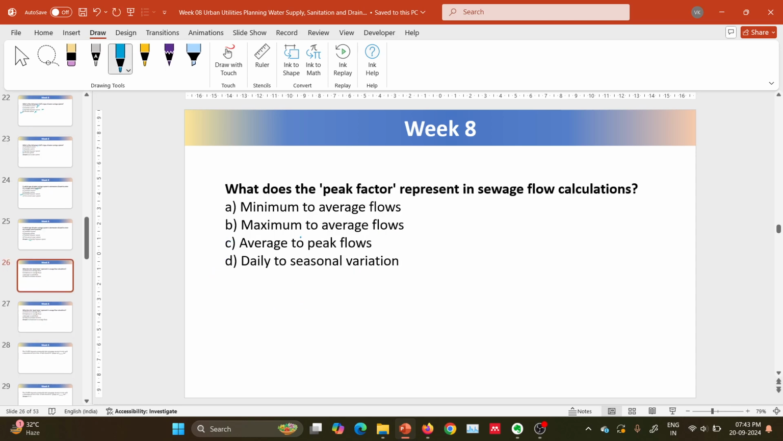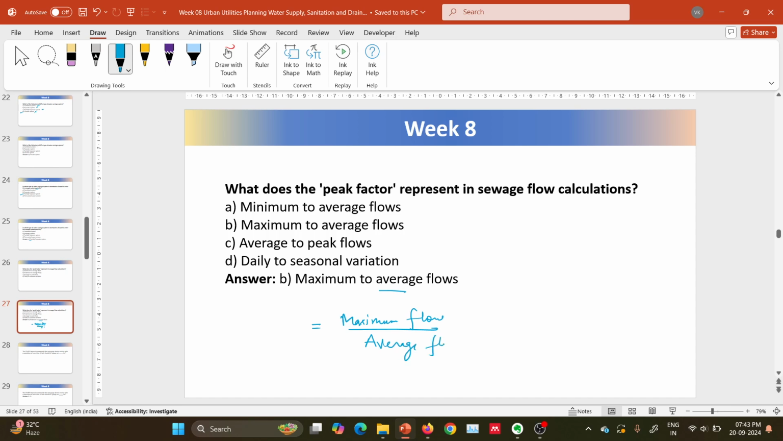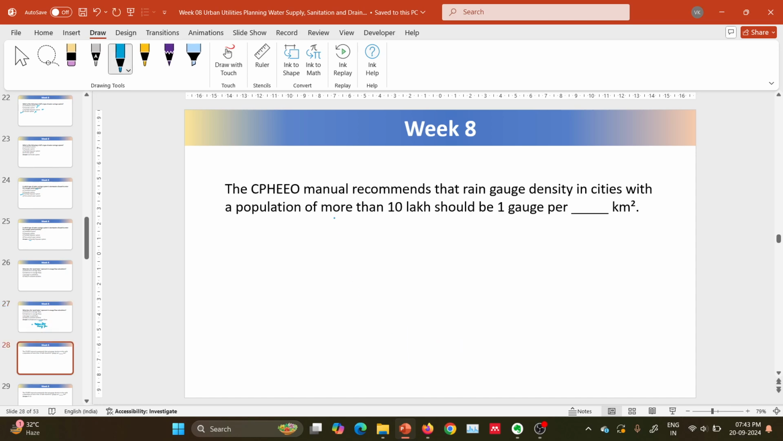What does the peak factor represent? Sewage flow calculation. So the peak factor means maximum flow to average flow. Peak factor means maximum flow by average flow. CPHEEO manual recommends that rain gauge density in cities with a population more than 10 lakhs should be 5 to 10 kilometers square.